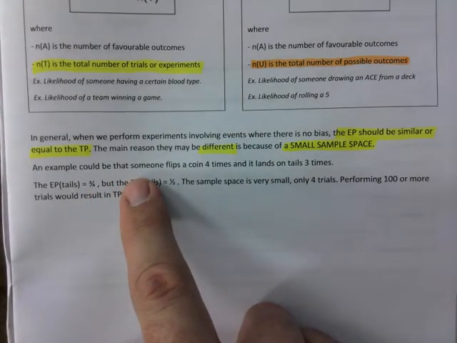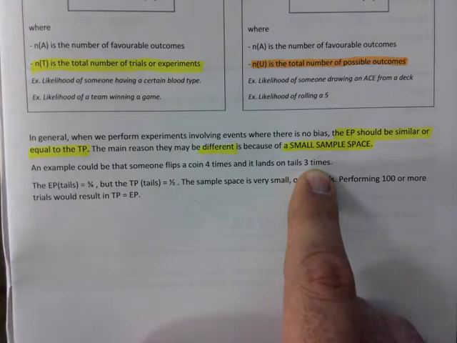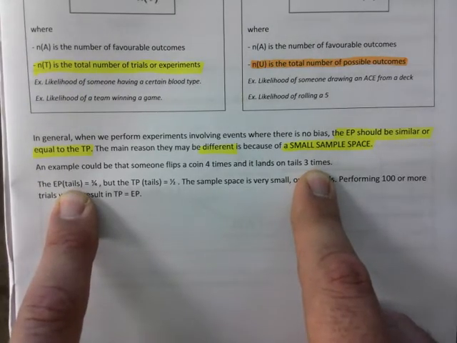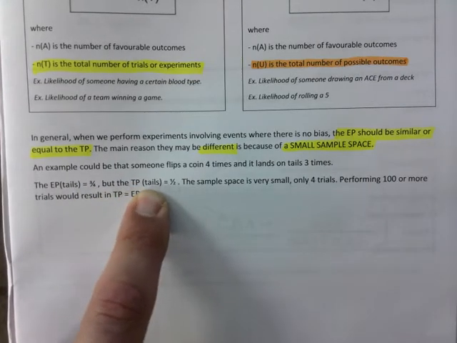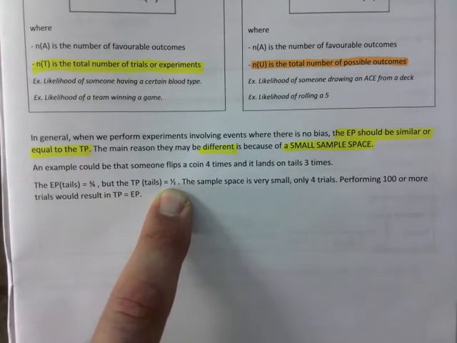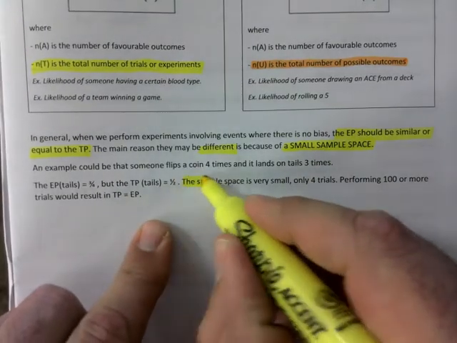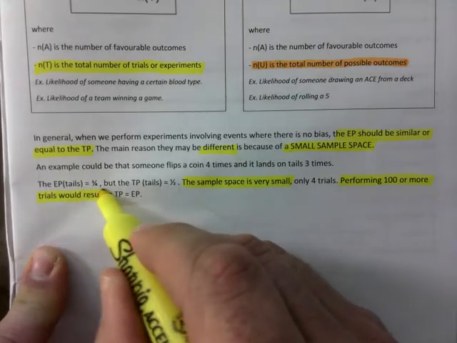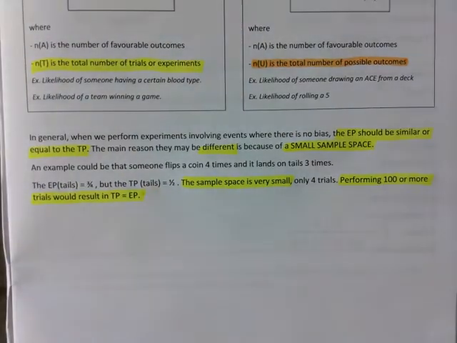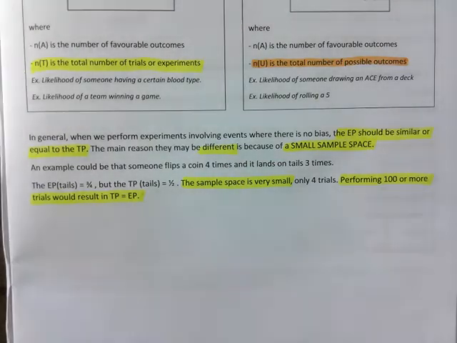An example could be that someone flips a coin 4 times and it lands on tails 3 times, right? The experimental probability would be 3/4 for tails, but the theoretical probability clearly states that it's 1 in 2 chances of it landing on tails. The sample space is very small, only 4 trials. Performing 100 or more trials would result in theoretical probability being equal to experimental probability, or very similar.